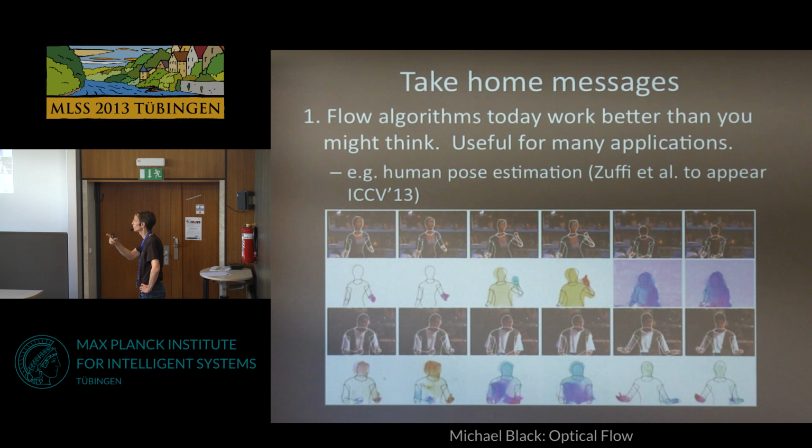So for example, Silvia Zuffi has a paper that's going to appear at ICCV where she uses optical flow to help figure out human pose estimation in a video sequence. And it turns out if you just look at little movies of people moving around, just look at the optical flow, you can actually see a lot about what it is they're doing. And so here are some nice examples of estimating the pose. And you see the optical flow underneath the pose of this puppet. If you want to know more, you should ask Silvia about it. That's just one example among many where optical flow today is good enough to be useful.